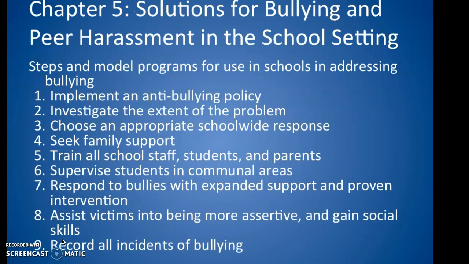Chapter 5, Solutions for Bullying. So you can do, like we said at the beginning, anti-bullying campaigns or policies throughout the school, areas where students can report bullying anonymously so they don't feel like they're going to get in trouble, things like that. You can also seek family support, and train staff on what to do in case they witness bullying or something like that.